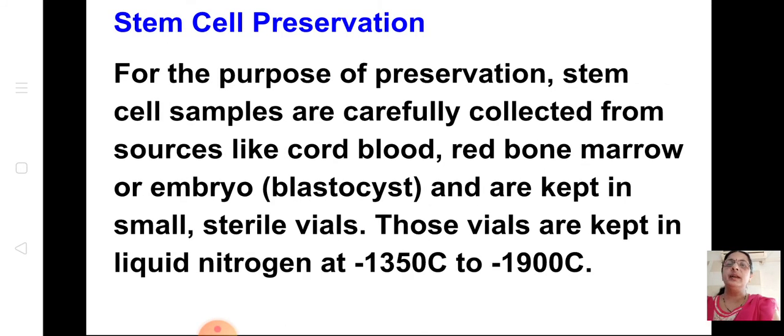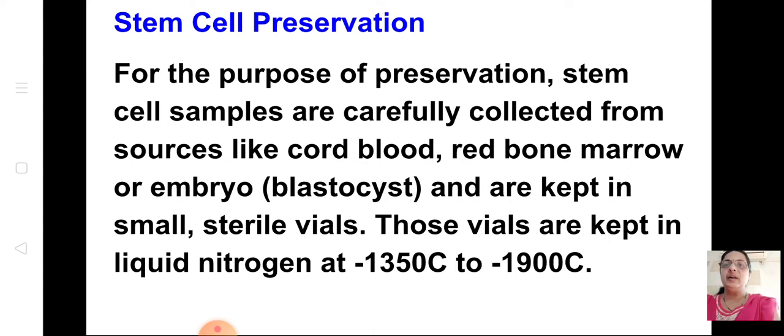Understood? Okay. Now these stem cells can be preserved also. Okay, this is given in the box inside in the textbook. You can just go through. For the purpose of preservation, stem cell samples are carefully collected from the sources of cord blood, that is from the umbilical cord when it is connected to the placenta, the red bone marrow, or the embryo, that is the blastocyst, that means the earliest stage, and are kept in small sterile vials. Vials means a small glass bottle or container where we can store it in a preserved condition.